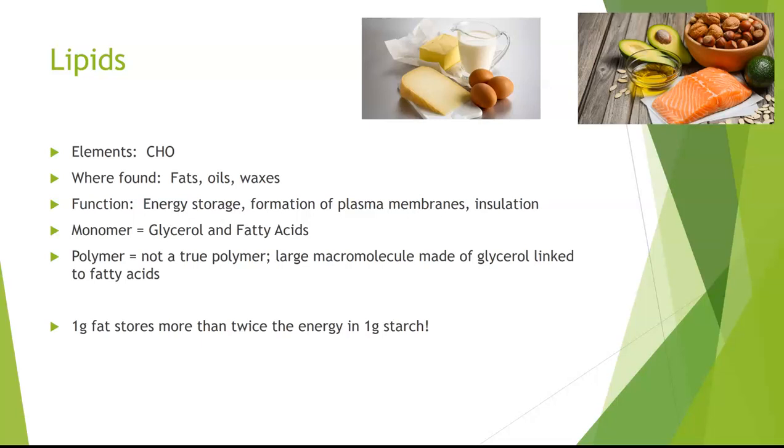Today's lesson is a continuation of section 1.3 on macromolecules. Today we're going to talk about lipids, proteins, and nucleic acids. So first we have lipids.